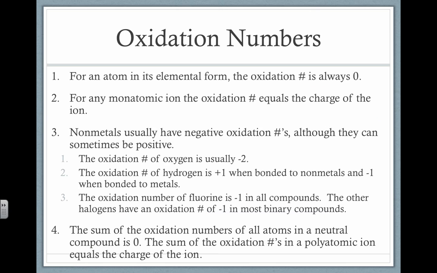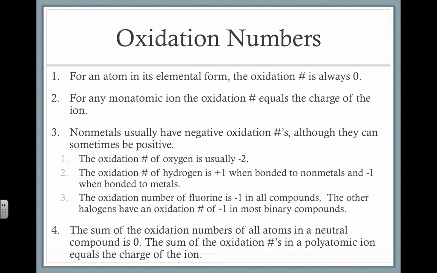The easiest way to identify what was oxidized and what was reduced is to apply oxidation numbers. Oxidation numbers usually correspond with charges, but not always. Here are the rules for assigning oxidation numbers. For elements, the oxidation number is 0. For monatomic ions, the charge is the oxidation number.